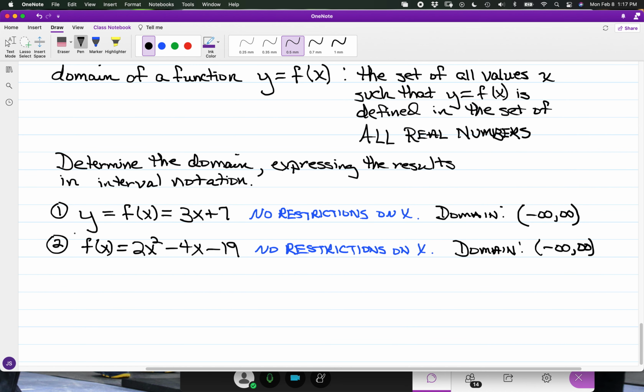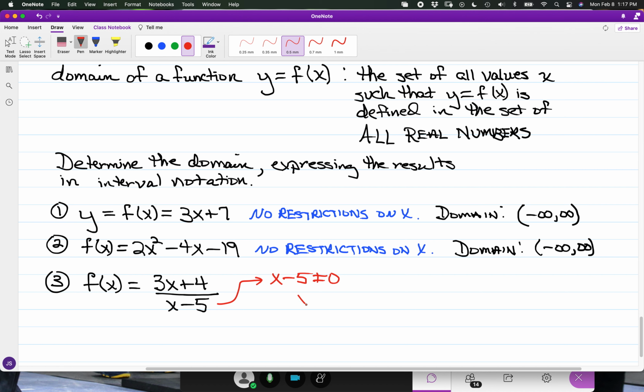All right. Now, let's say we have a fraction this time around, and say we have a function equal to 3x plus 4 all over x minus 5. Okay, this time we have a fraction. And again, for a fraction to be defined, the bottom value cannot be 0. So this time we're going to have a restriction. And this is going to be x minus 5 cannot be equal to 0. So in effect, x cannot be equal to 5.